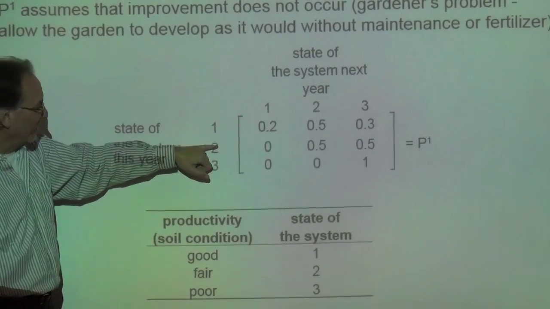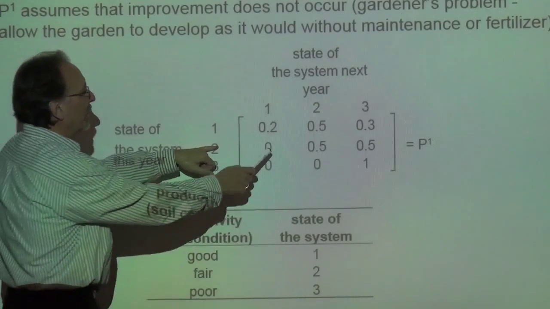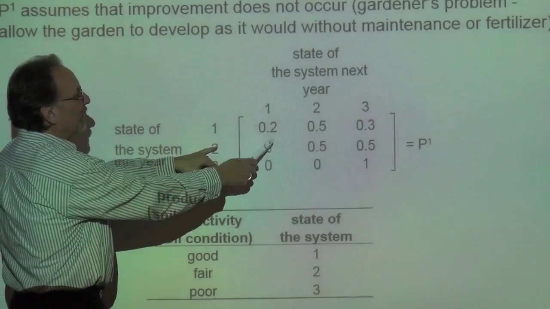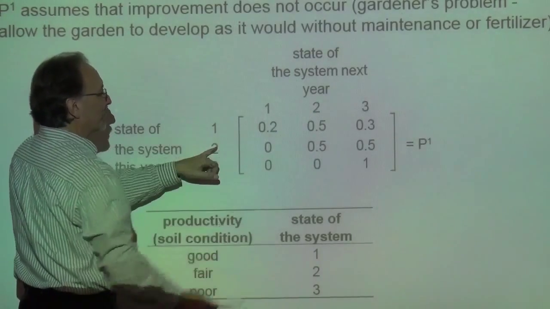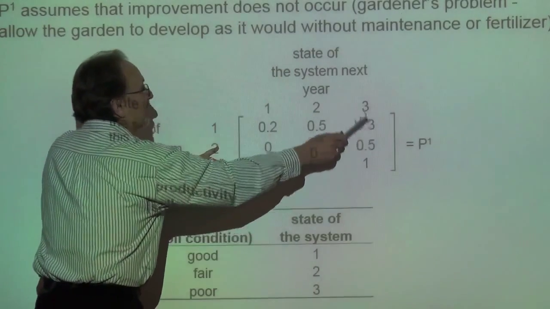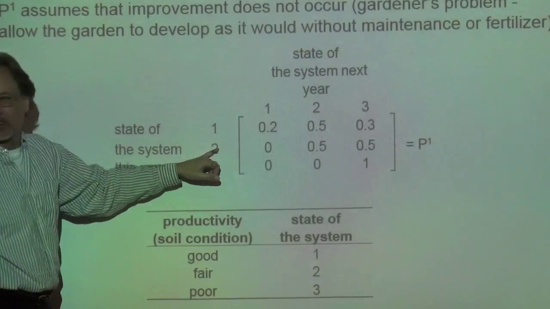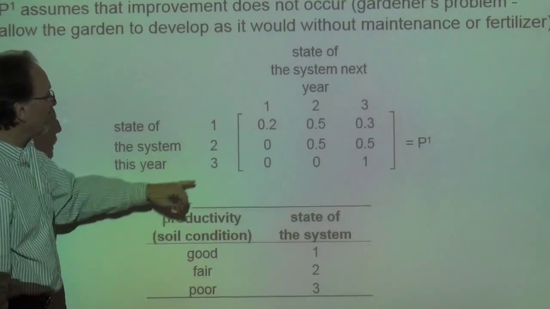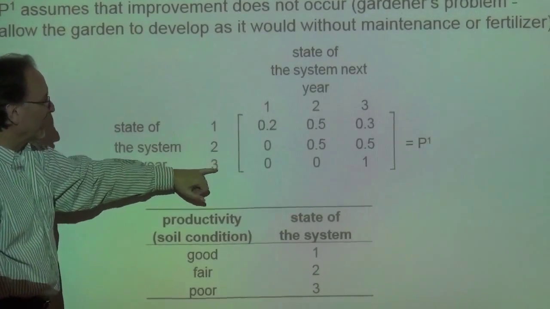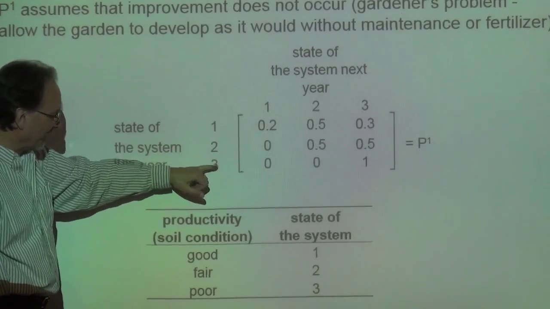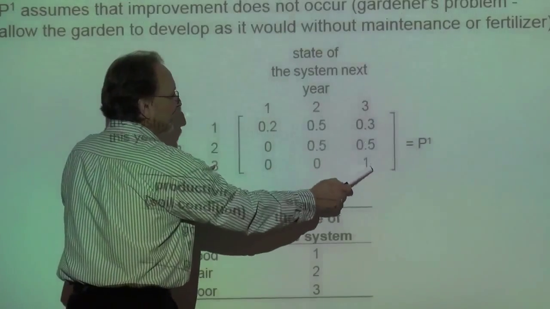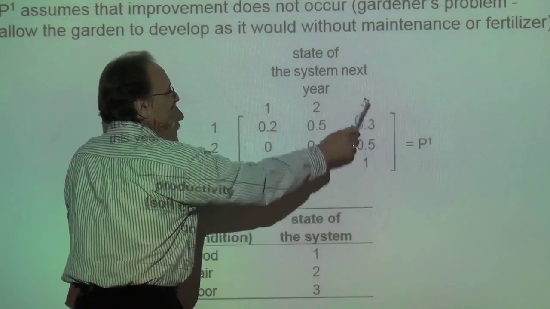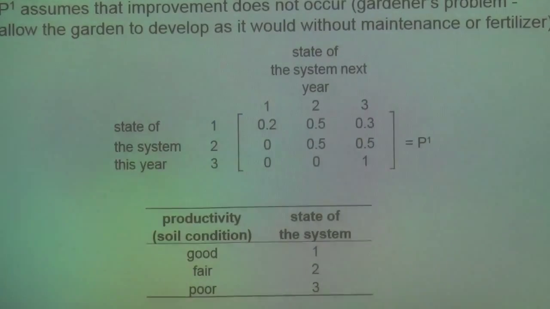If it is currently fair, next year it can't improve, so it's a 0 probability that it will go to good. It's a 50% probability that it will stay fair, and there's a 50% probability that it will become poor. Since there's no opportunity for improvement, if the system is currently in a poor state, it's deterministic that it will be poor next year. It will stay that way.